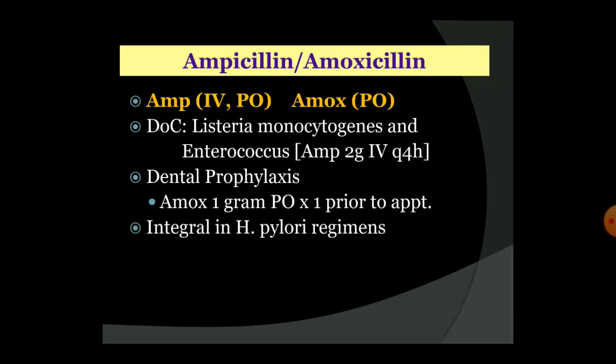These extended spectrum penicillins are basically given in case of dental prophylaxis to prevent infective endocarditis. It is 1 gram orally 1 hour prior to dental surgery, but you can start giving these preparations in the oral form for 2 to 3 days so that it reaches its therapeutic concentration, and after that you can go for dental extraction. And in some books you will see that amoxicillin 2 gram per oral, as a single dose, was given 1 hour prior to the appointment for preparing the patient for dental surgery to prevent infective endocarditis.